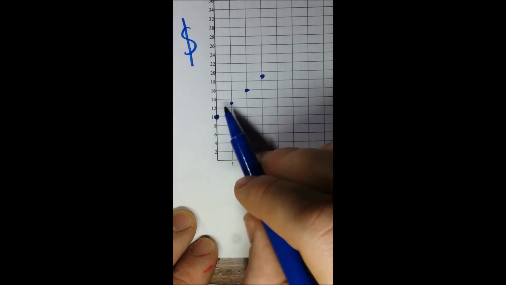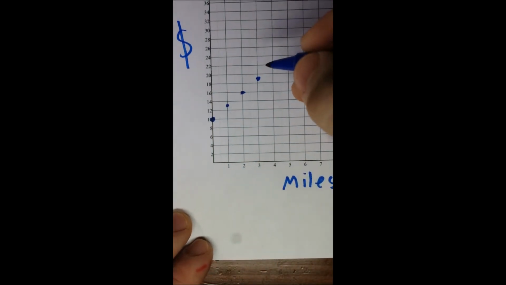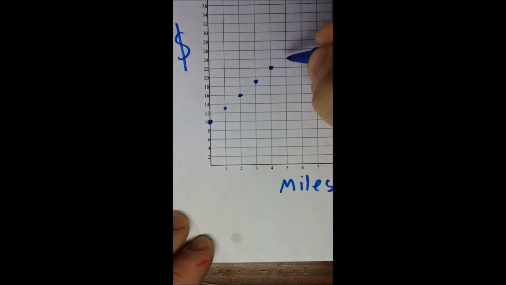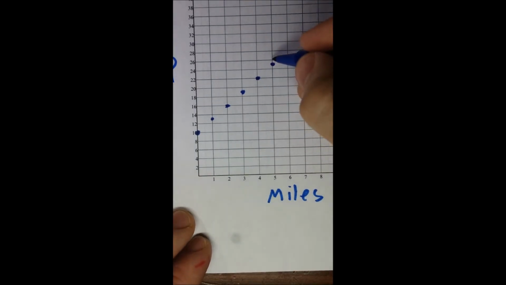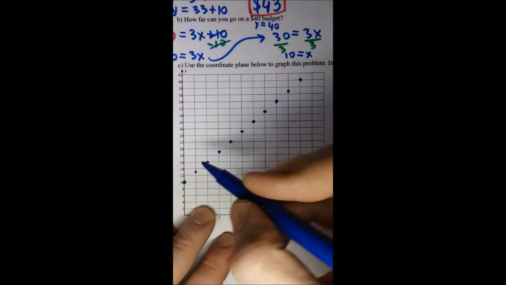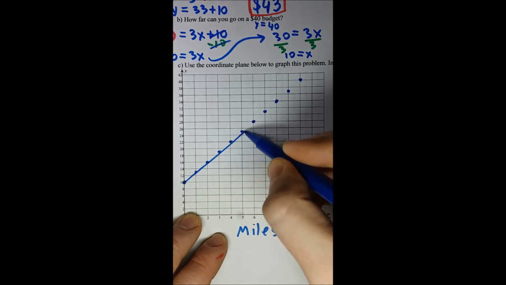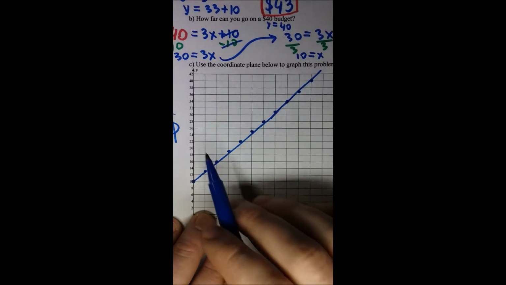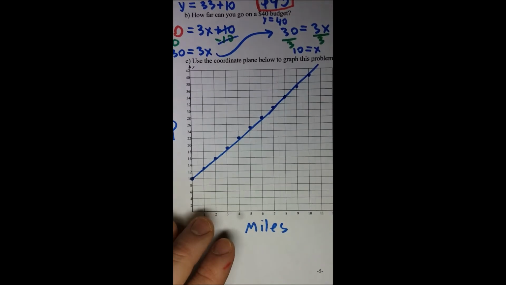We're going up by 3s, right? So we're going to keep going at the same pace. Again, this one was 19, plus 3 is 22. There you go. 22 plus 3 is 25. So here's how my graph looks. If I drew a line, this is what my graph is going to look like. The more miles you drive, the more the cost is.